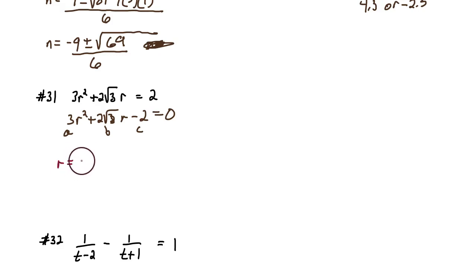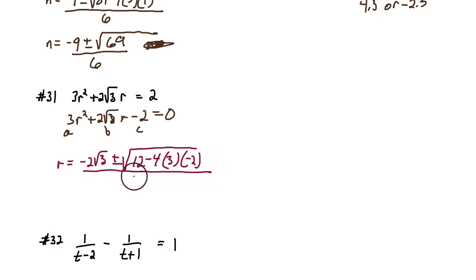So R equals negative B, so negative 2 square root of 3, plus or minus. Now we want B squared. So what's the 2 square root of 3 squared? Well, 2 squared is 4, and the square root of 3 squared is 3, and 4 times 3 makes 12. Now the letter A is 3, and the letter C is negative 2. And that's all over 2 times A, which is a 6.